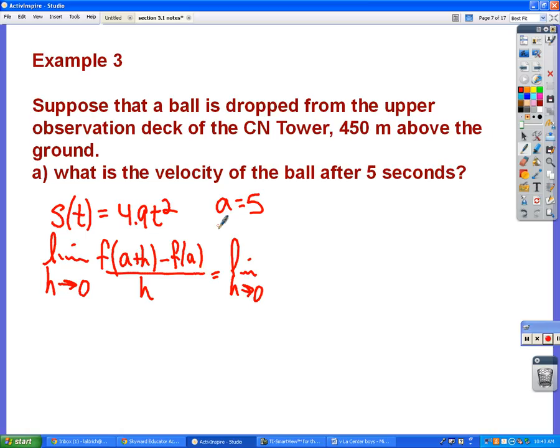So we're going to figure out what f of 5 plus h is, minus f of 5, divided by h. All I did is take the second definition of the derivative and substitute in a 5 everywhere there was an a. Why? Because I'm trying to figure out the velocity of the ball after 5 seconds. So 5 is the value that I'm interested in.